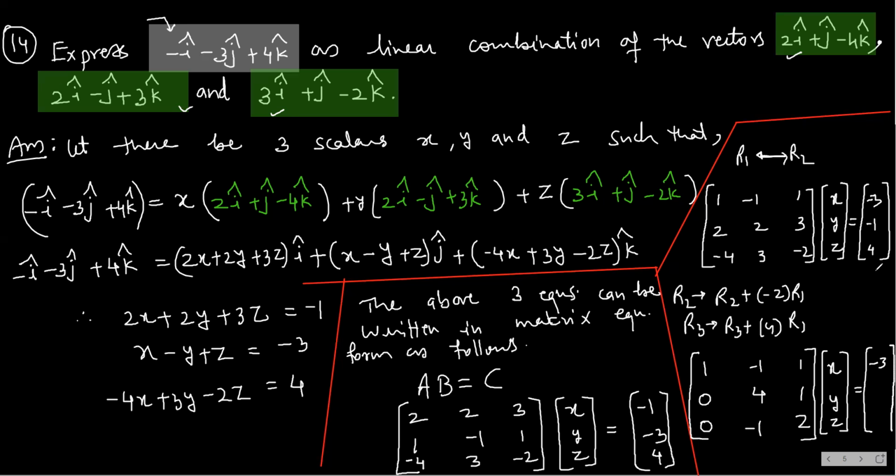Now see, how is R2 changing? R2 plus minus 2 R1. Multiply minus 2, this will become 6. Add it, so 5. Multiply 4 here, so this will become negative 12. Add it, this is negative 8.